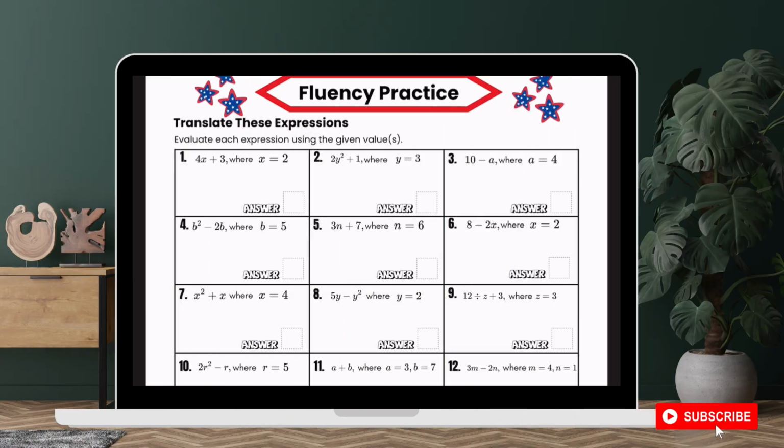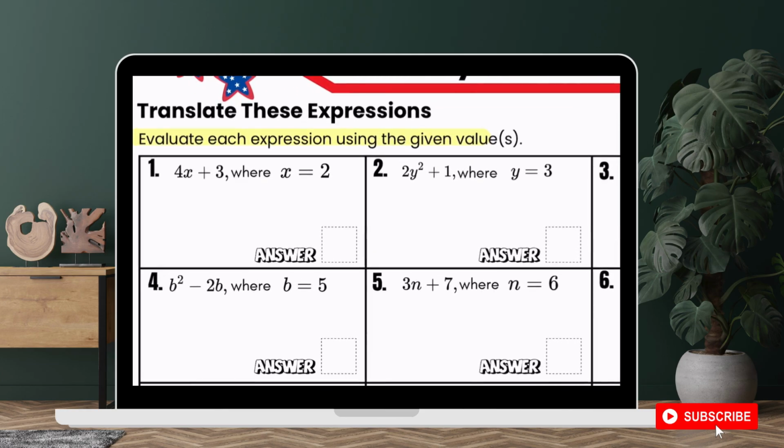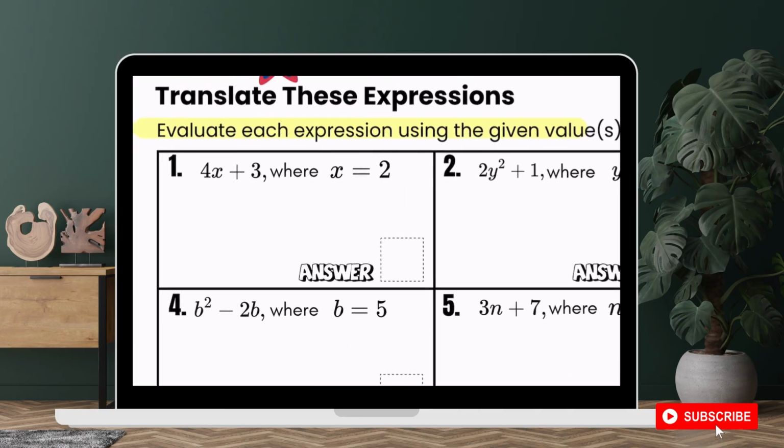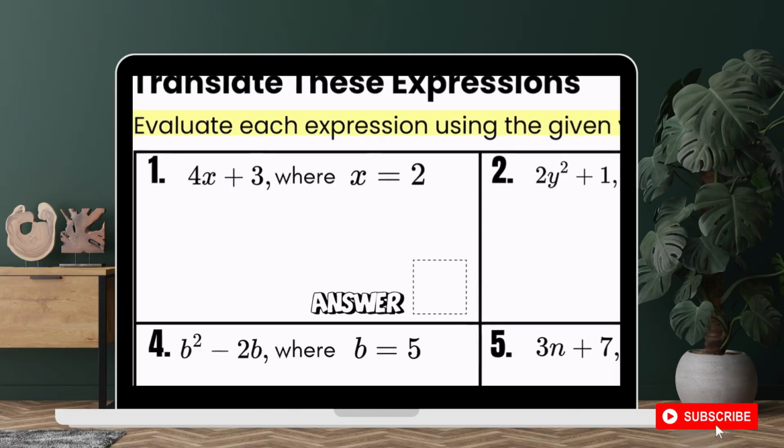Okay, we are going to evaluate each expression using the given value or values. And so remember, evaluate is we're basically finding the answer. So we're going to start here with number 1. We have 4x plus 3, where x equals 2. Okay, so our unknown value is x. We're saying 4 times a number plus 3, and then now I'm telling you what that number equals. It is 2. So we're going to rewrite the expression 4 times 2 plus 3.